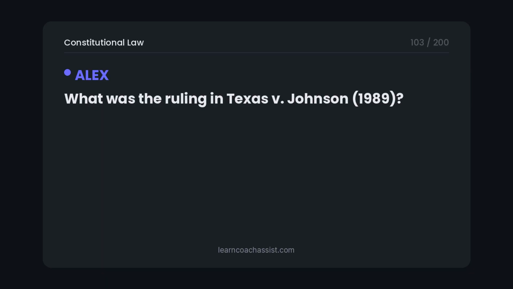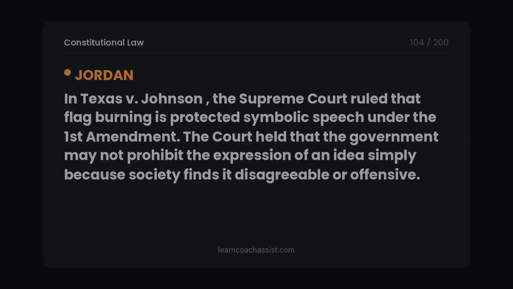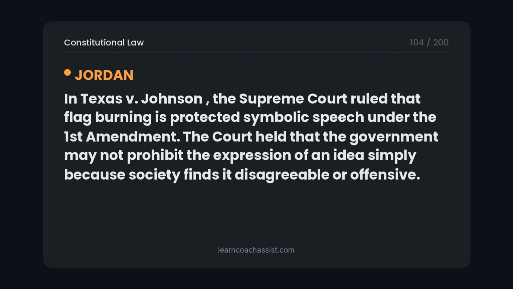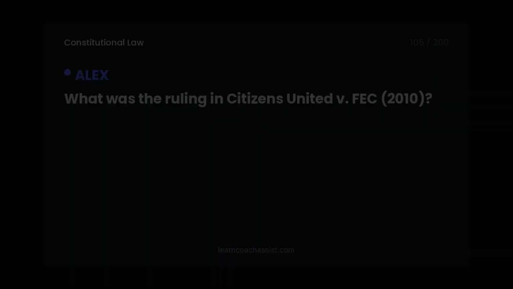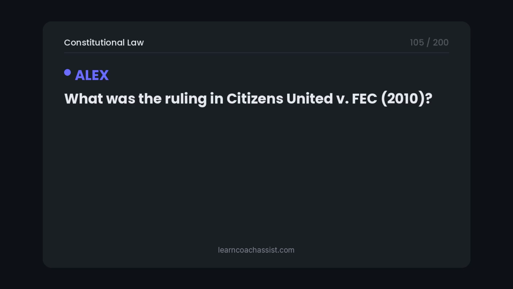What was the ruling in Texas versus Johnson, 1989? In Texas versus Johnson, the Supreme Court ruled that flag burning is protected symbolic speech under the First Amendment. The court held that the government may not prohibit the expression of an idea simply because society finds it disagreeable or offensive.